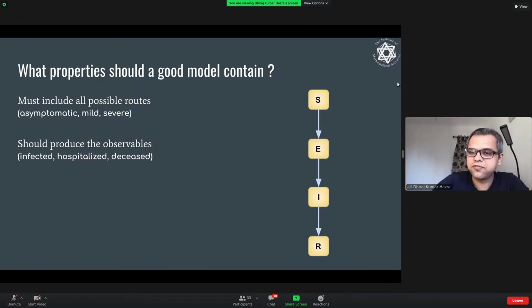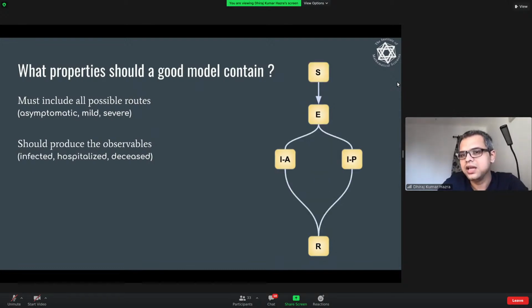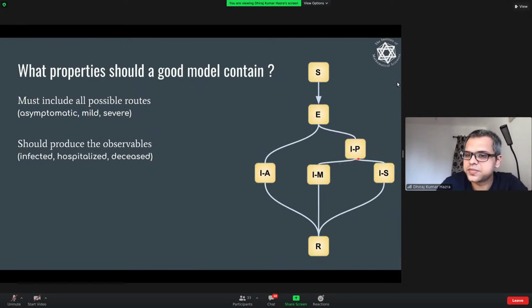So SIR can now be divided into SEIR: susceptible, exposed, and then the rest. Then the exposed category can be further divided. Exposed are the people who are exposed to the infection, but not infectious. After that, they are subdivided into two categories: one is asymptomatic, one is pre-symptomatic. Later on, the pre-symptomatic can be subdivided into mild symptomatic and severe symptomatic. They all go to the removed compartment.